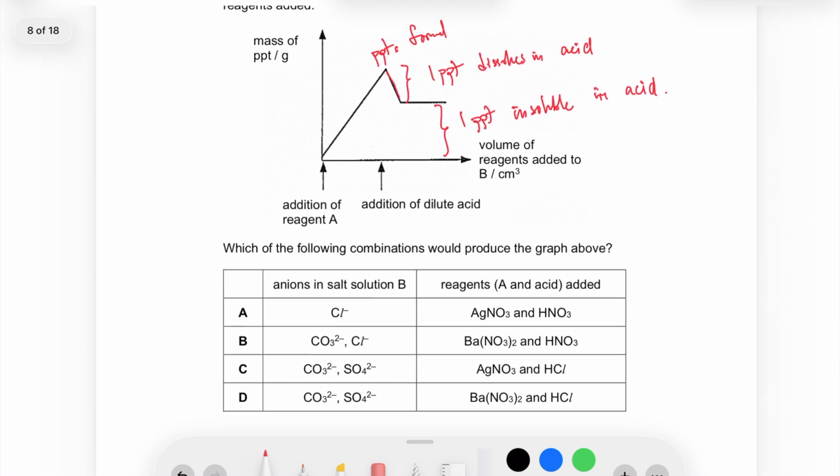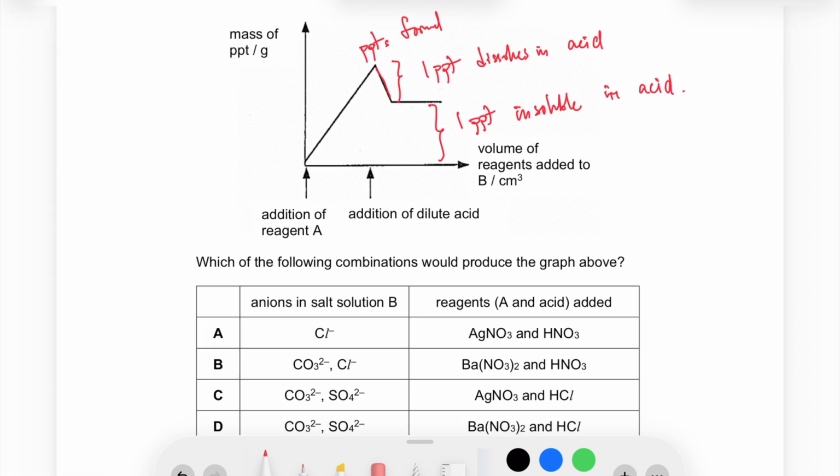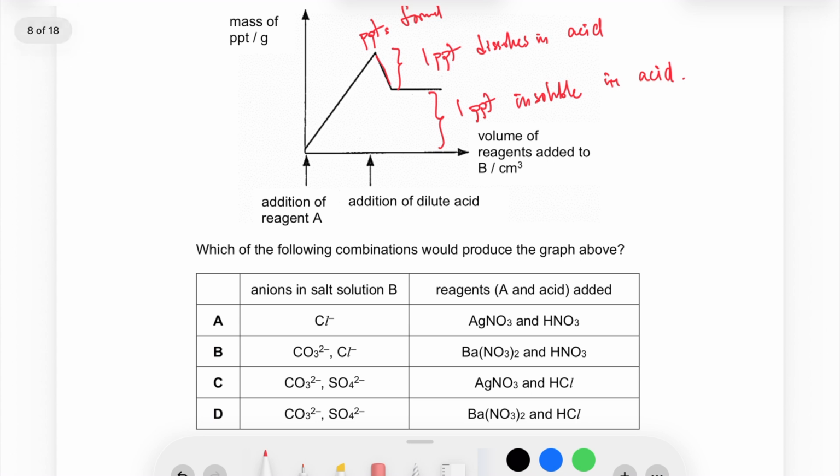Let's do it by elimination. Definitely you must have 2 anions, so A is definitely out. And you must have 2 PPT, and one of the PPT must react with acid. So carbonate will react with acid. That is correct.